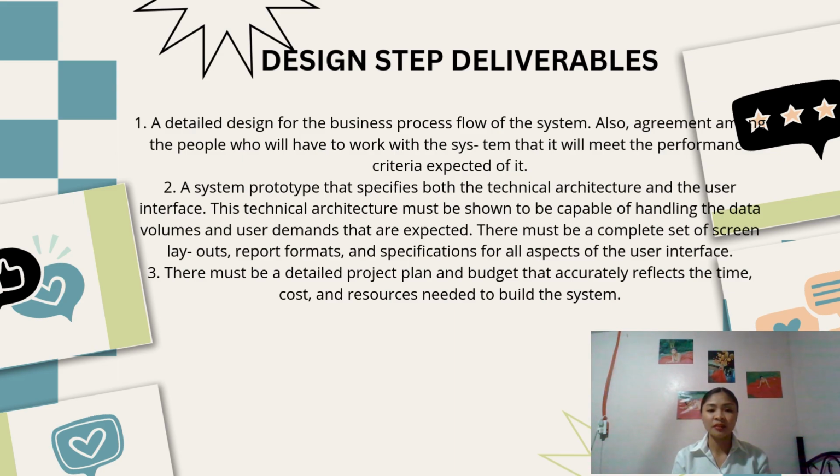Number 2. A system prototype that specifies both the technical architecture and the user interface. This technical architecture must be shown to be capable of handling the data volumes and user demands that are expected. There must be a complete set of screen layouts, report formats, and specifications for all aspects of the user interface. Number 3. There must be a detailed project plan and budget that accurately reflects the time, cost, and resources needed to build the system.